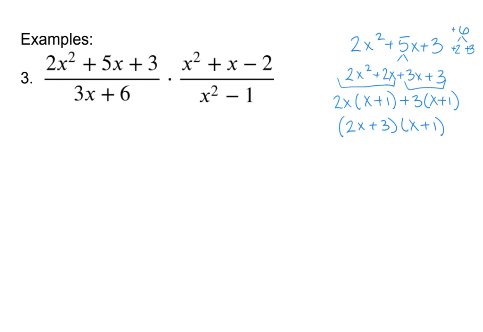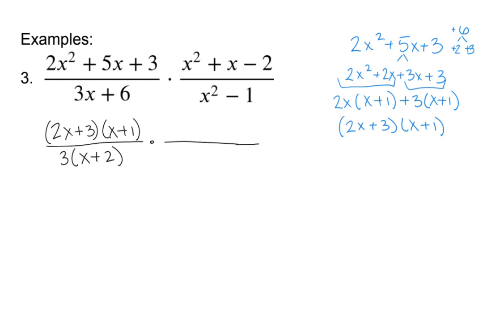Now let's come back over here now that we've got that factored. We're going to put it up top. And let's get the rest of this factored here. On the bottom, I see a GCF. So we're going to pull a 3 out. Don't forget about those GCFs, guys.